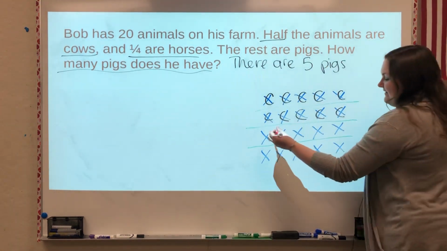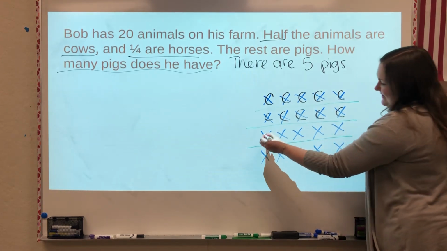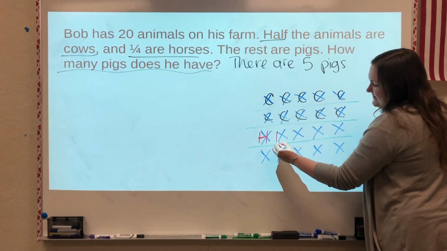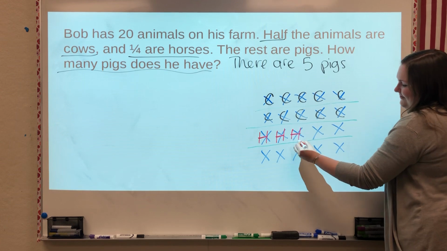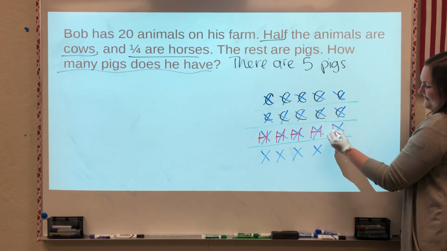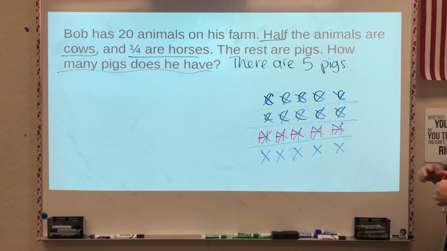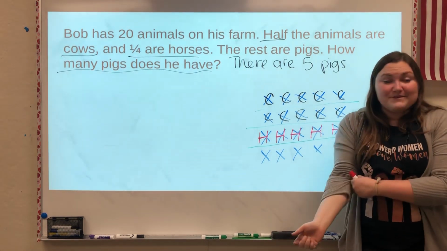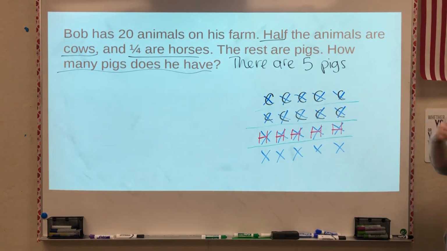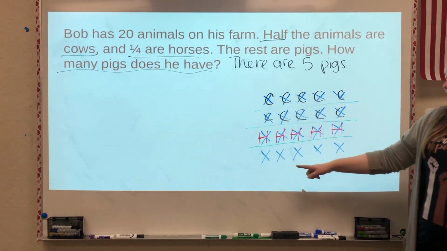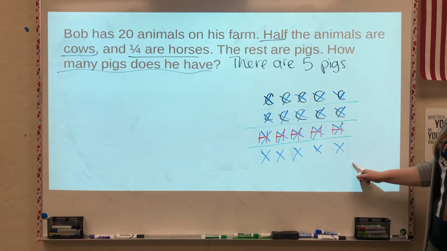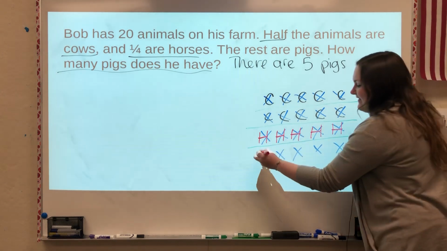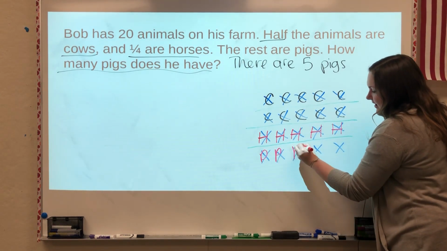Well, it would be one of these rows. It doesn't matter. I'm going to make this row horses. Horse, horse, horse, horse, horse. And now I've got 5 horses. Also, the same number you figured out from that multiplication. The last sentence says the rest are pigs. Well, how many animals are left over? There are 5 there. So we get these right here are pigs.